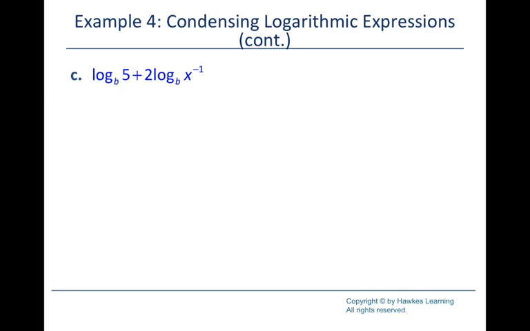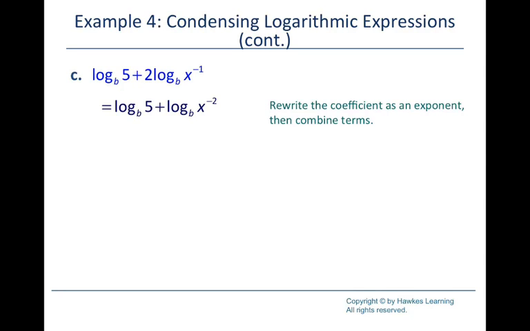Okay, bring your 2 up on top, and that makes it x to the negative 2, which is 1 over x squared. So it's log of 5 times x to the negative 2, or log of 5 over x squared.